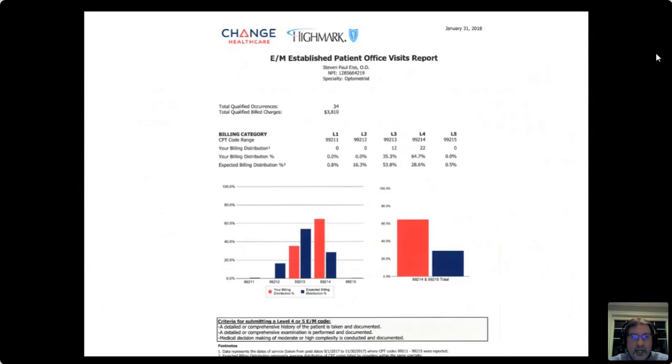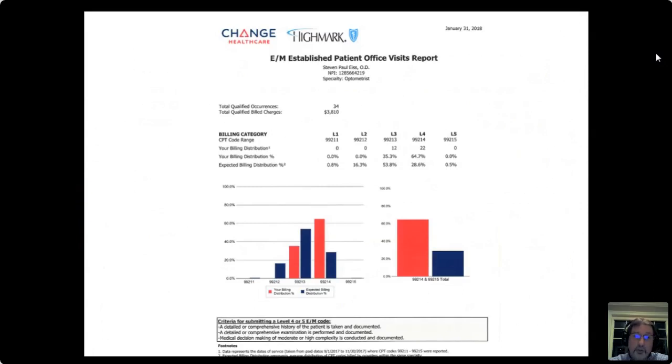Here's one from Highmark Blue Shield, which is a carrier in our area in Pennsylvania. Obviously, I'm not deep into the Highmark area. Greg would probably have 10 times as many visits in his analysis as I do, being in the eastern part of the state, where we don't see as much. But you can see here that they sent out this letter, alerting me that I'm billing a much higher rate of 99214s over 99213s compared to other eye care providers.